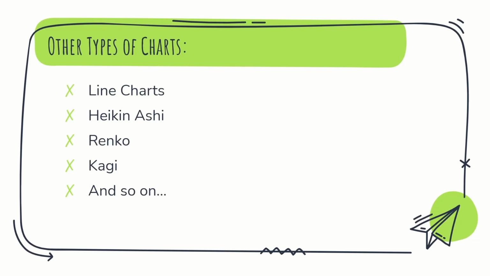Then there are also Heiken Ashi, Renko, Kagi, and so on, no? But we won't discuss those other types of charts here kasi they're less commonly used and makakagulo lang siya kapag sinama-sama ko lahat ng iba't ibang klaseng charts sa iisang video. But if you're interested in learning more about them, please do let me know sa comment section para alam ko that I should make a future video about it. Okay?